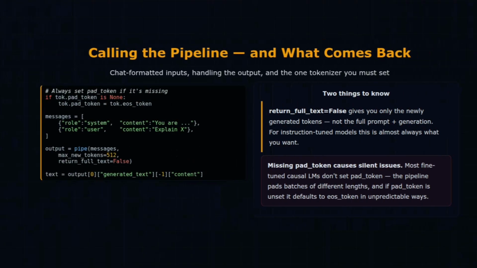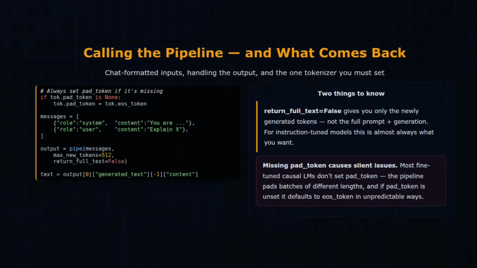Let's make an actual call. The pipeline accepts chat-formatted message lists directly, a list of role-content dicts, and applies the model's chat template internally, which is exactly what you want for an instruction-tuned fine-tune. Two things to know before you call it. First, set pad_token explicitly if it's missing.